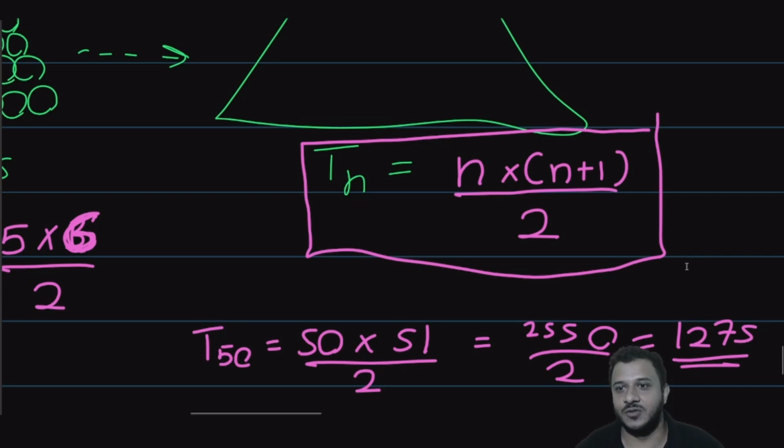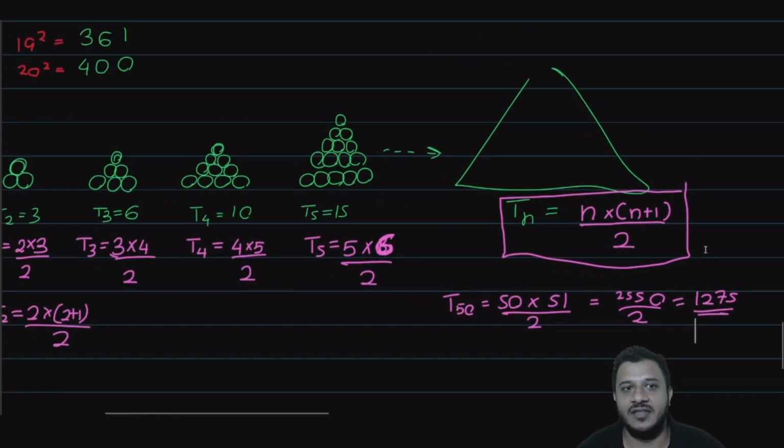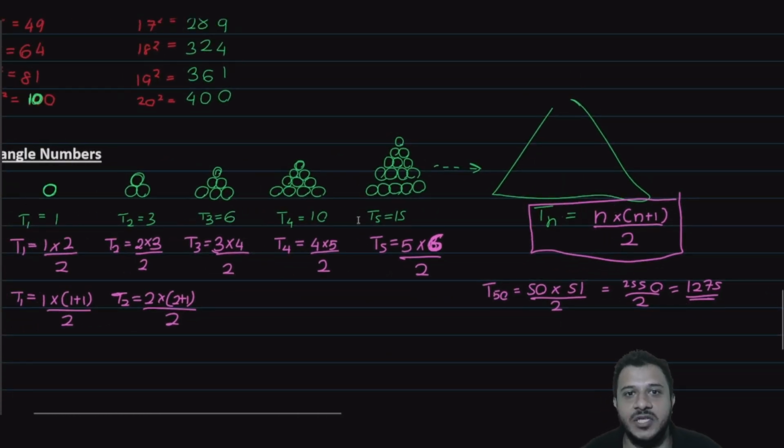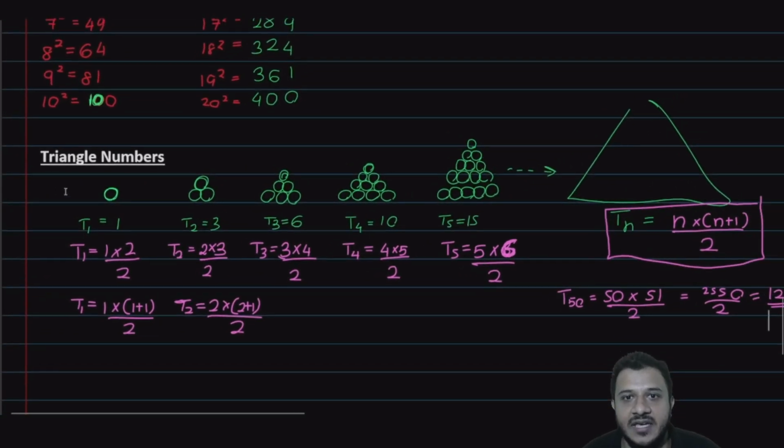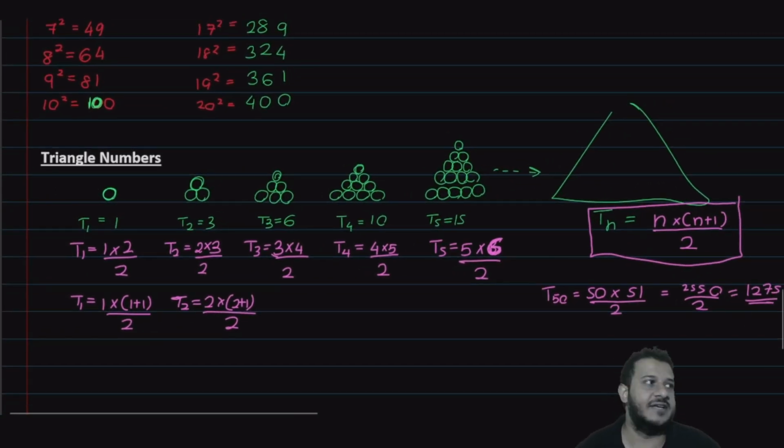So can you guys understand it? The triangle number pattern is the number you want multiplied by the number after that, divided by 2.